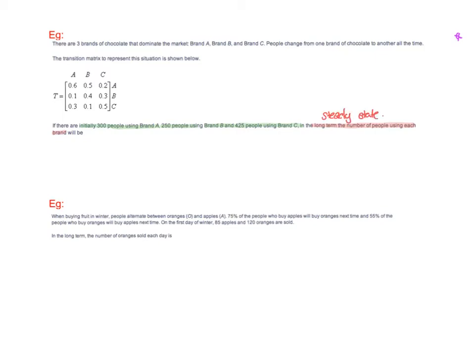So I need to put some state into it. Here you can see they've actually given me the initial state, so I can set that matrix up. This would be A, B, C. There was 300 at A, 250 at B, and 425 at C.